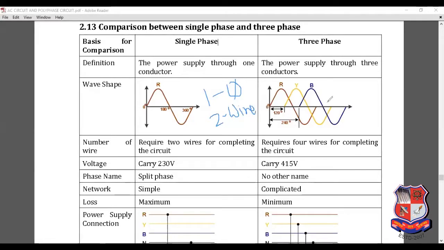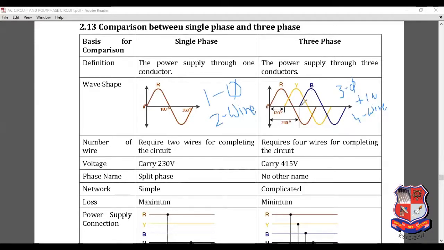Whereas in case of this three phase circuit, three conductors are there. It means three phases are there plus one for neutral wire. So total four conductors are there, a four wire system, or we can say it is a four conductor system, which is generally used for the machine lab, the industrial load.